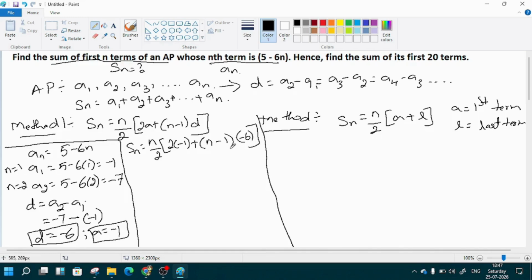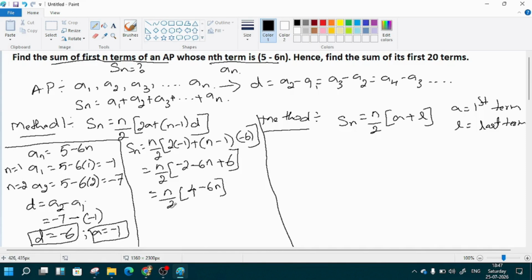Now we'll open the bracket. So n by 2 will remain the same. Now this is nothing but -2. After opening the bracket it becomes -6n and plus 6, as there is already a minus. So this value is nothing but n by 2 into, 6 and -2 is 4, minus 6n.